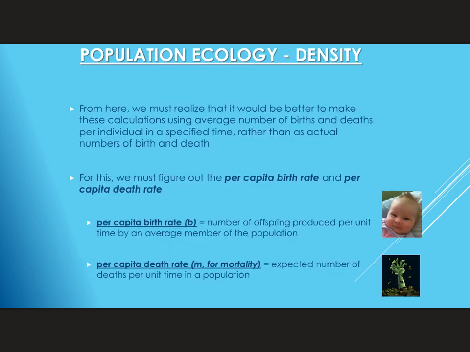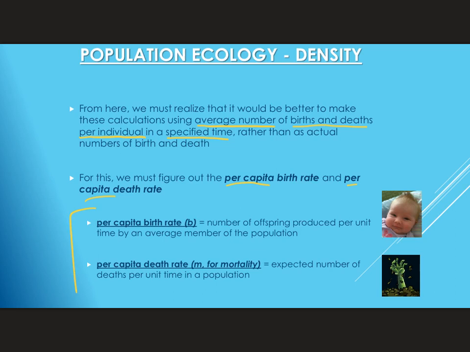Now, the first thing we have to recognize is that using a whole number of births and deaths is not a very good way to do this, right? What would be much more useful is looking at the average number of births and deaths per individual over a given time frame. I know there's a lot going on there, but this is referred to as per capita birth rate and per capita death rate.